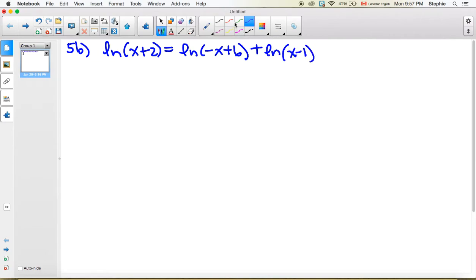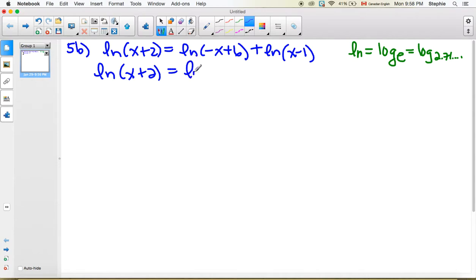On a side note, for those of you that don't know what ln is, again, ln is the log of base e, which is the log of 2.71, the number keeps on going. All right, in this instance right now, we're going to literally rewrite this as a single log on the right side. So we're going to apply the properties of logs, which is a plus becomes a multiplication. So we've got minus x plus 6 times x minus 1.